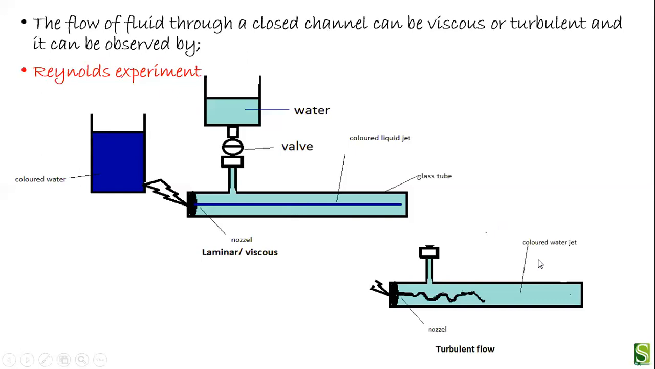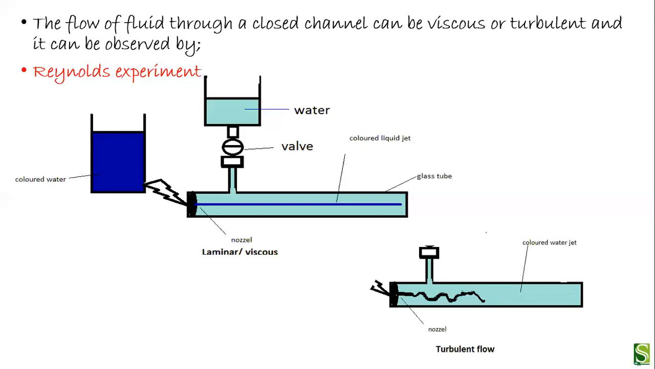Now consider this, if you increase the rate of flow of the colored solution at this point, what is going to happen? You will get a turbulent flow. There is a random path over which the colored solution is moving, and it will get mixed all over with the liquid, and finally you will not get two distinct streams of water.